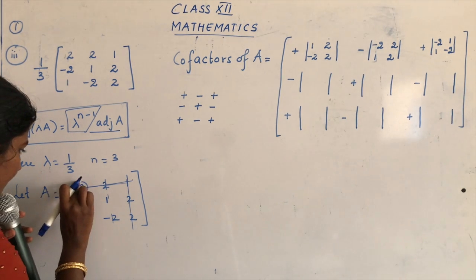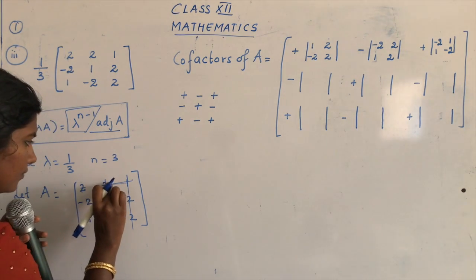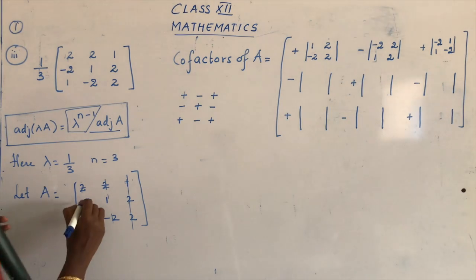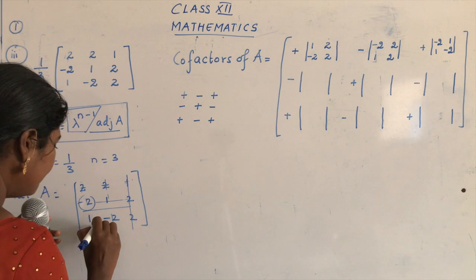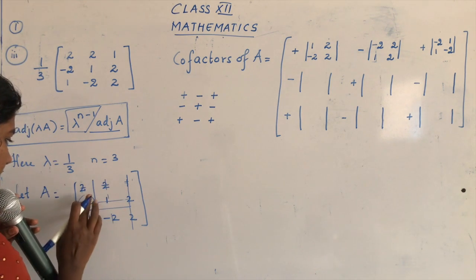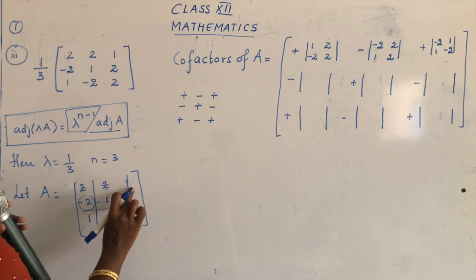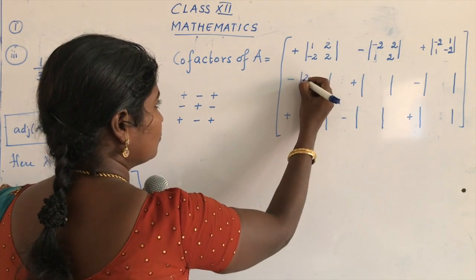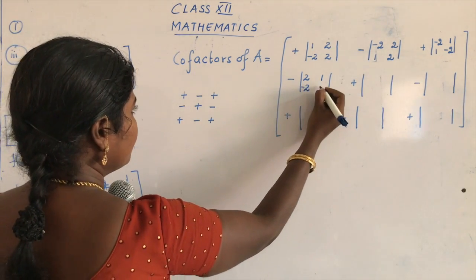Now we have completed the first row. So let's come to the second row. What is the element here? Minus 2. Eliminate that particular row and that particular column. So what is left now? 2, 1, minus 2, 2.